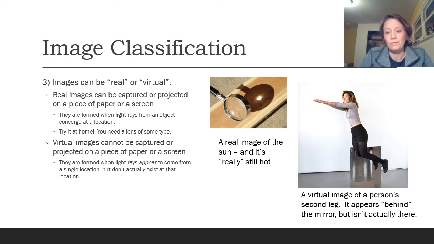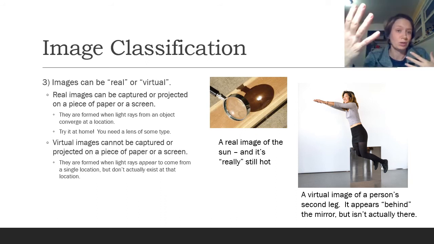So when you look at yourself in the mirror, you appear to be behind the mirror, right? The image is actually behind the mirror, but there's no person really behind the mirror. And if you went back there with a piece of paper, you wouldn't be able to catch an image of yourself.